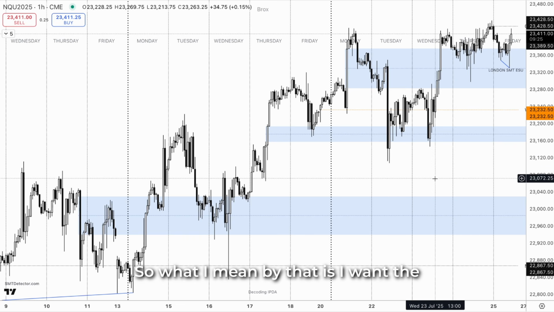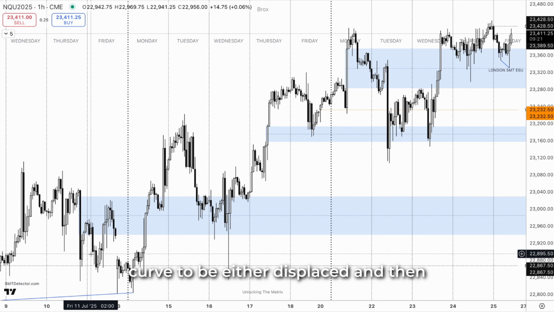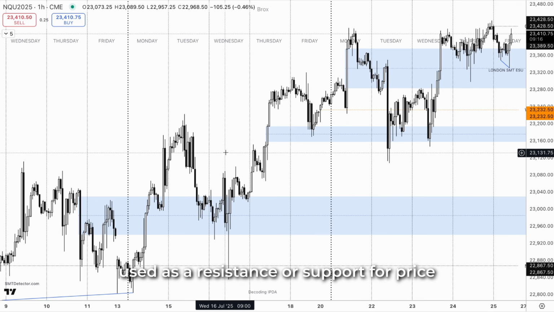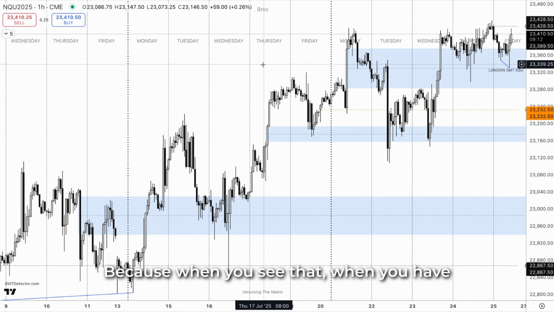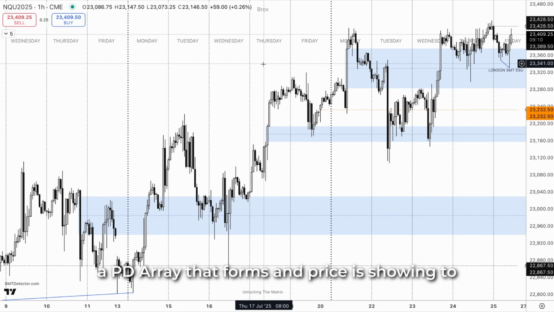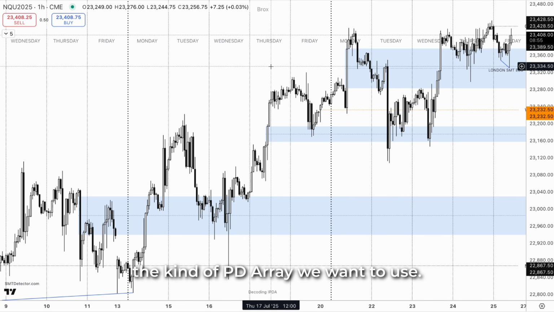So what I mean by that is I want the PD arrays that form on the left side of the curve to be either displaced and then used as a resistance or support for price to go higher or lower. Because when you have a PD array that forms and price is showing you that it has an interest in it, it's clearly showing you that this is an area of interest, right? Because it's referenced it before, it's used it to go higher or lower. And that's the kind of PD array we want to use.